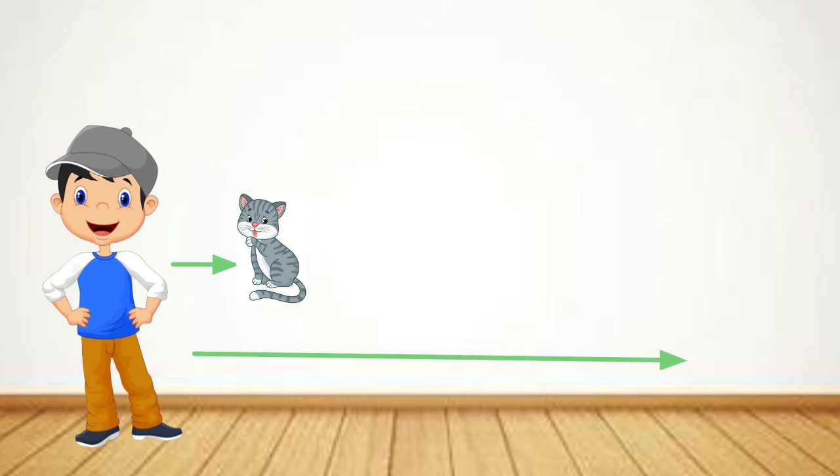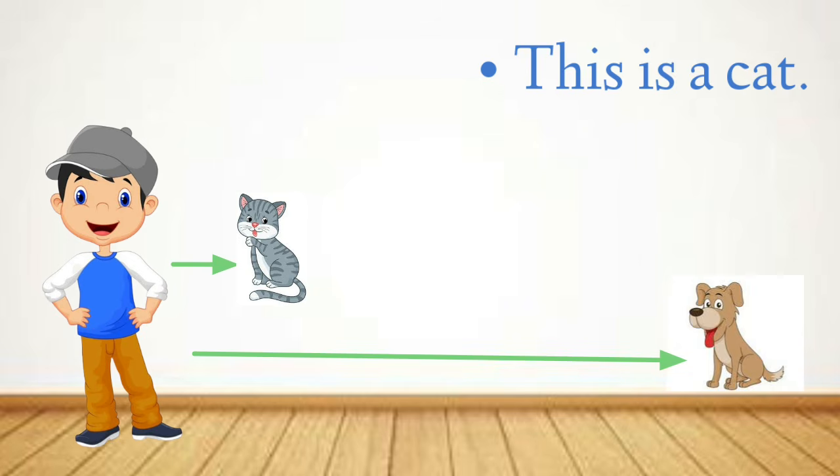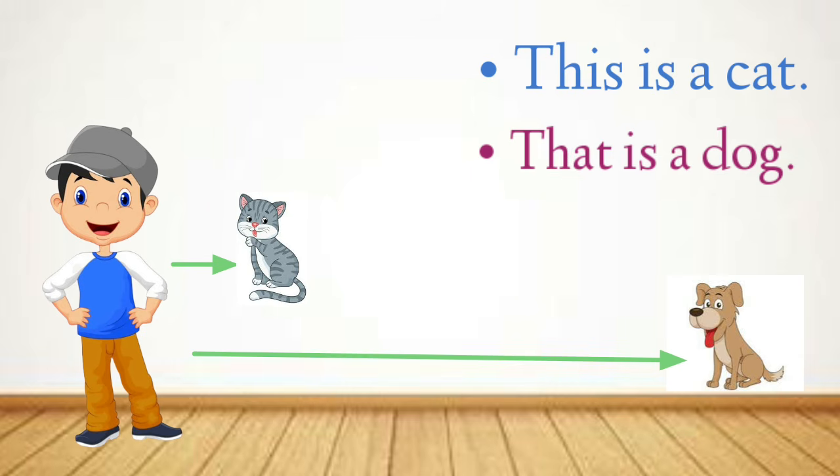Cat. Cat is nearby me, so I'll use this. This is a cat. The dog is far away from me, so I'll use that. That is a dog.